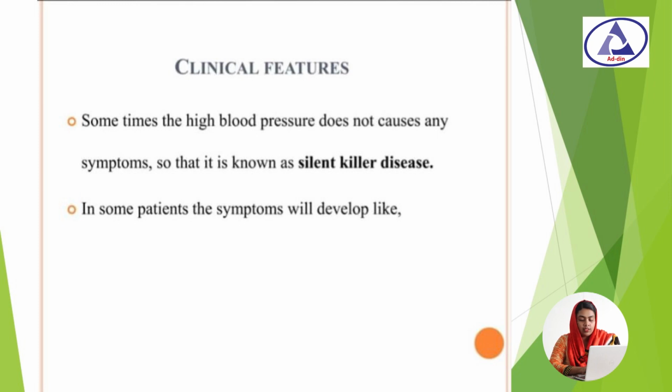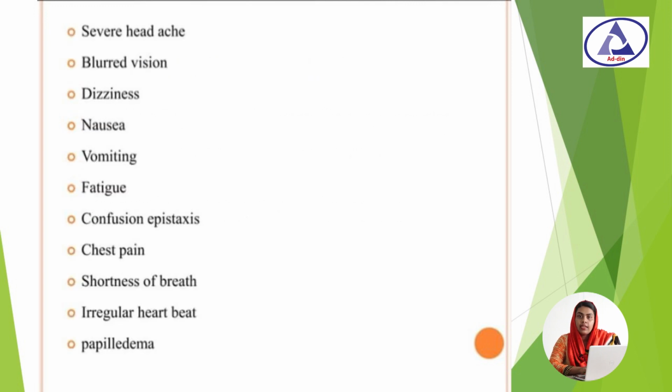Now, clinical features of hypertension. It is also known as a silent killer disease. In some patients, symptoms will develop like severe headache, blurred vision, dizziness, nausea, vomiting, fatigue, confusion, chest pain, shortness of breath, irregular heartbeat and papilledema.